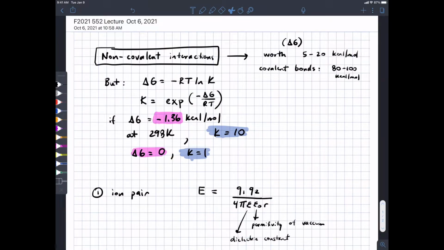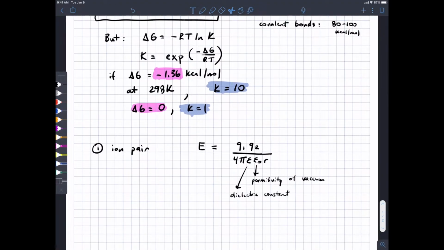And as we were talking about last time, these are not as strong as a covalent bond. That's why they're called non-covalent. Nevertheless, they're strong enough to influence biological processes. And we were talking about ion pairs. Positive charge attracts a negative charge. You've got sort of the Coulomb's law relationship describing the strength of the interaction.